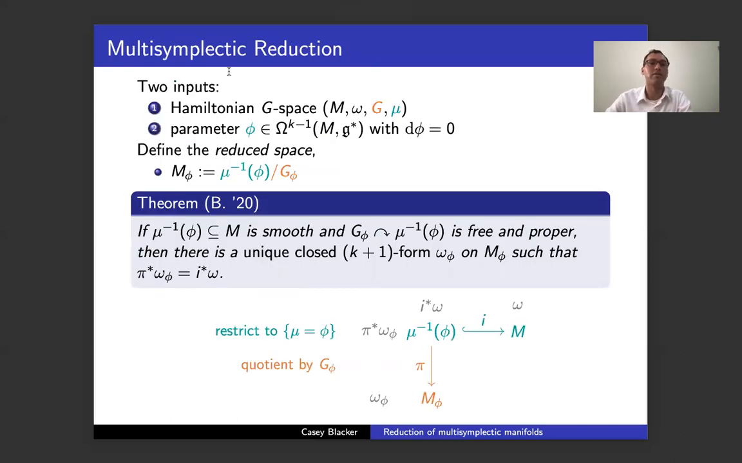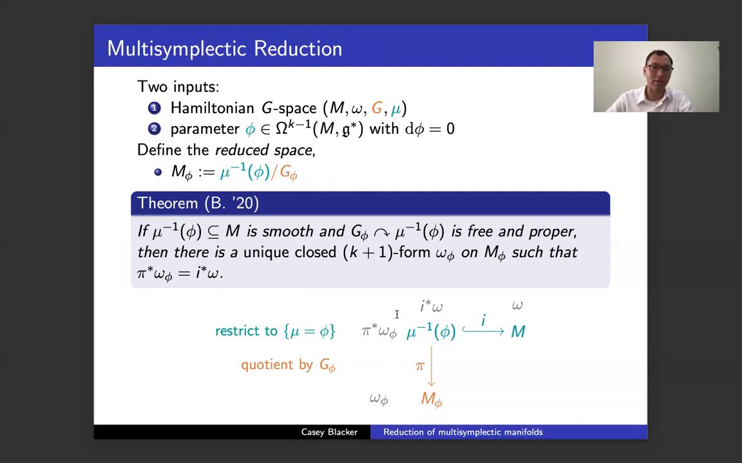So now multisymplectic reduction comprises two inputs once again, our multisymplectic Hamiltonian G space and our reduction parameter phi. And the reduced space is defined in an analogous way to the symplectic case. It's the phi level set of mu quotiented by the phi isotropy subgroup of G.